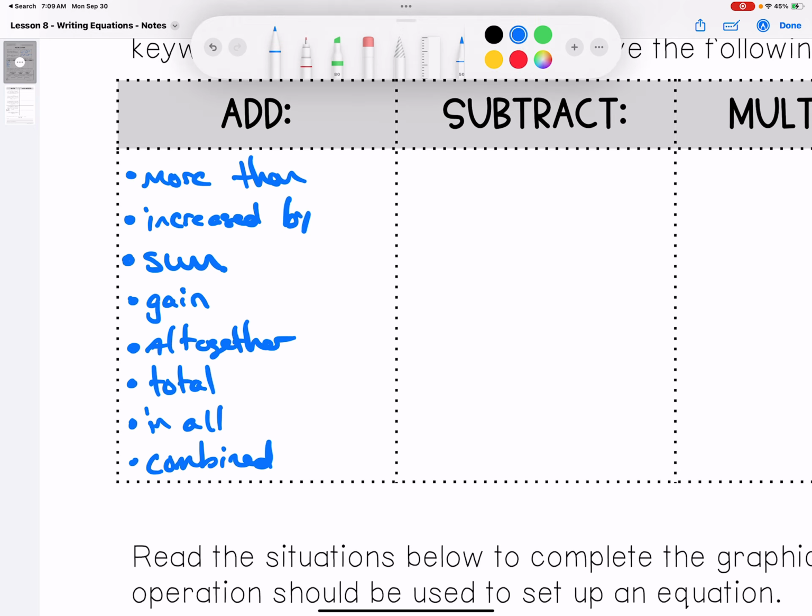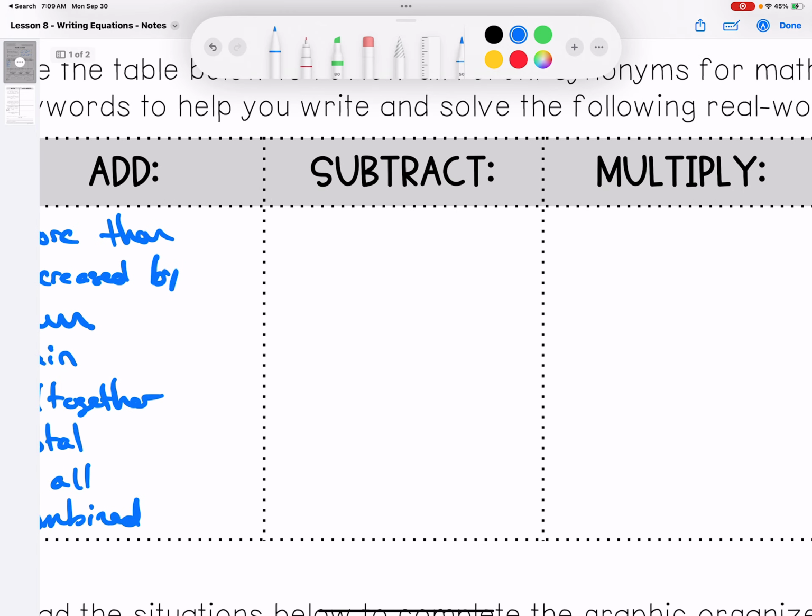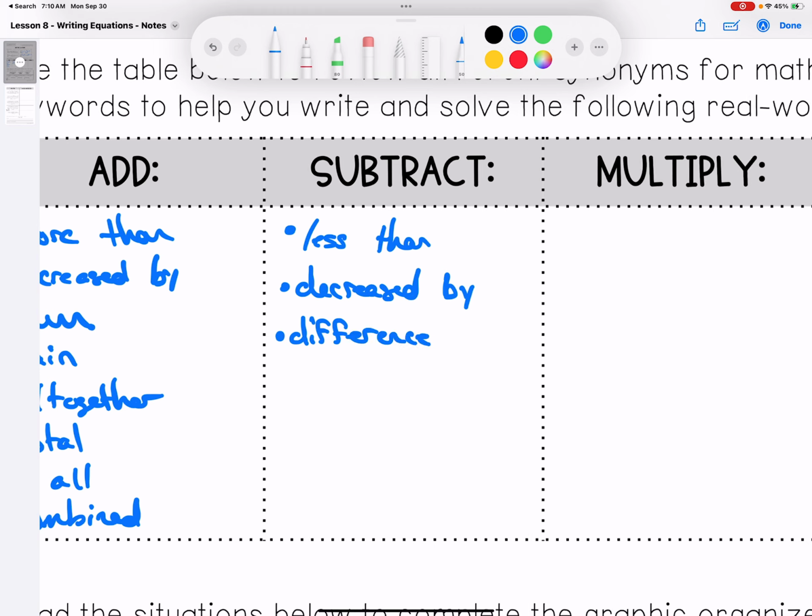All right, subtract. We have less than, decreased by, difference, loss, fewer.